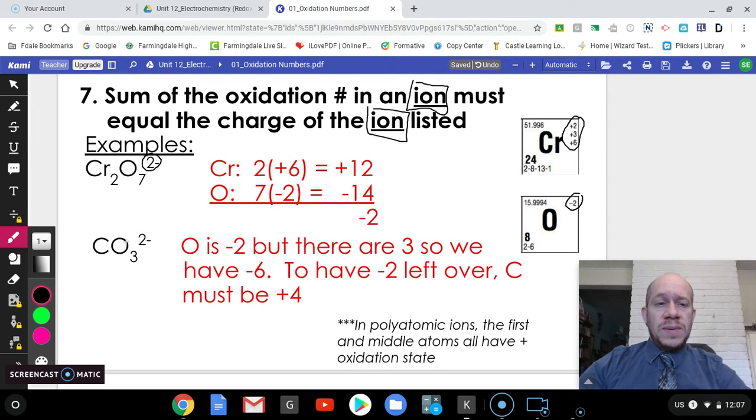And carbonate has a -2 charge. O is -2, but there are 3, so we have a total of -6. To have 2 left over, carbon must be a +4. Therefore, the sum of this will equal -2. So in polyatomic ions, the first and the middle atoms always have a plus oxidation state.